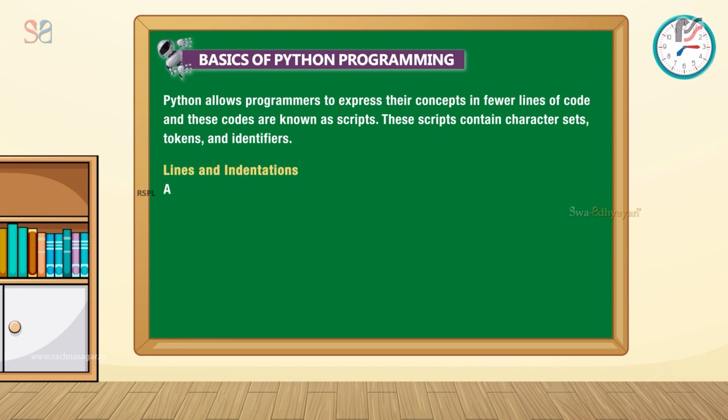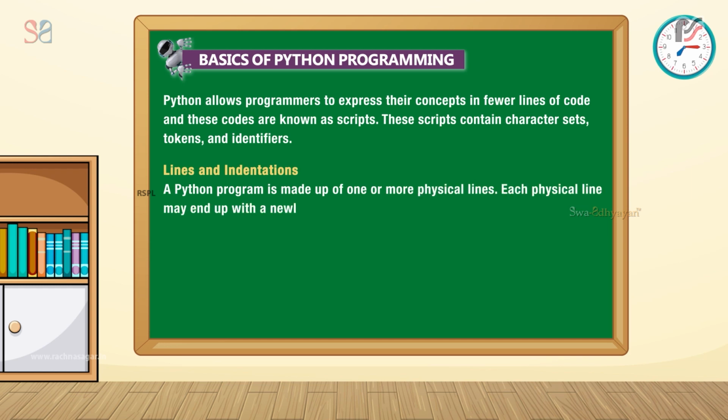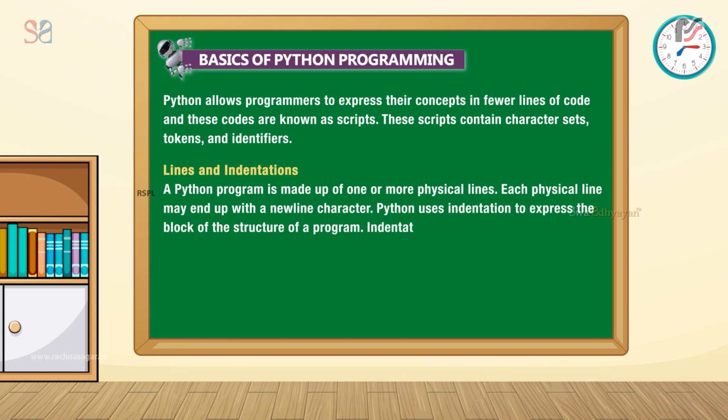Starting with lines and indentations, a Python program is made up of one or more physical lines. Each physical line may end with a new line character. Python uses indentation to express the block structure of a program. Indentation refers to the spaces at the beginning of a line of code.